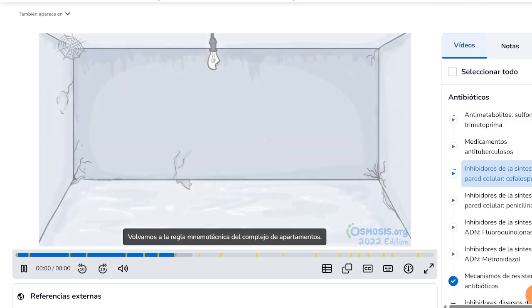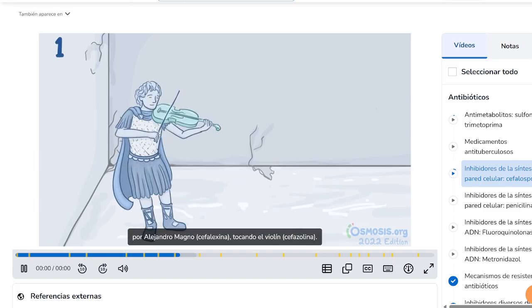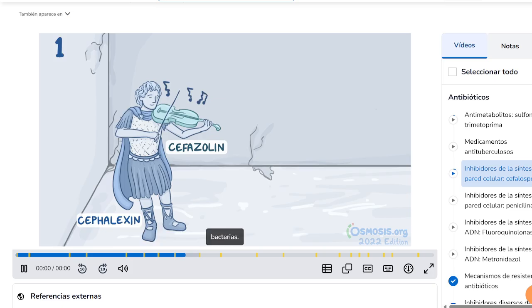Now let's go back to our apartment complex mnemonic. On one side of the dilapidated room, we have the 1st gen cephalosporins, represented by Alexander the Great, Alexin, playing the violin, cefazolin. Since he's horrible at it, there's a lot of people in here complaining, which represent the bacteria.